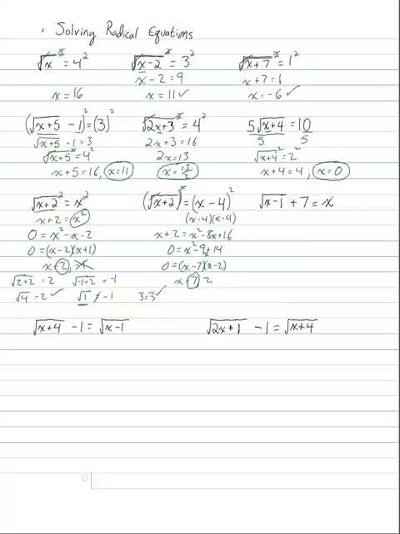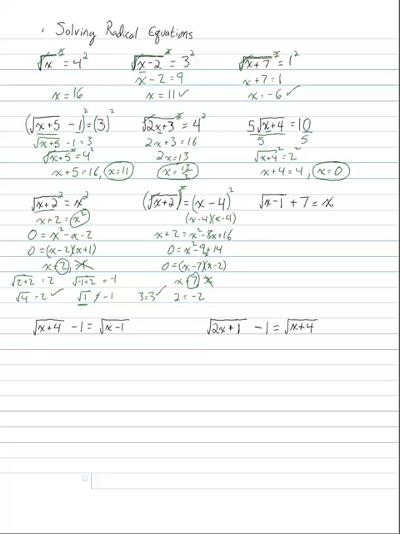You can check with 2. If I do 2, I'm going to get the square root of 2 plus 2, which is 4, so the square root of 4 is 2. On the other side, I'm going to get 2 minus 4, which is negative 2. So again, not going to work. My only answer is 7. Okay, let's try the next one.